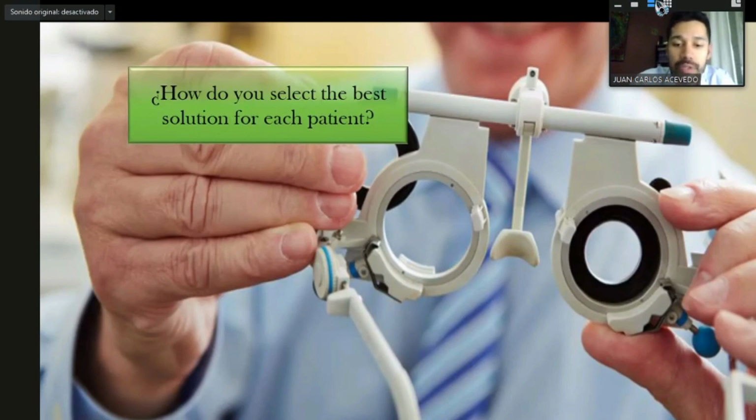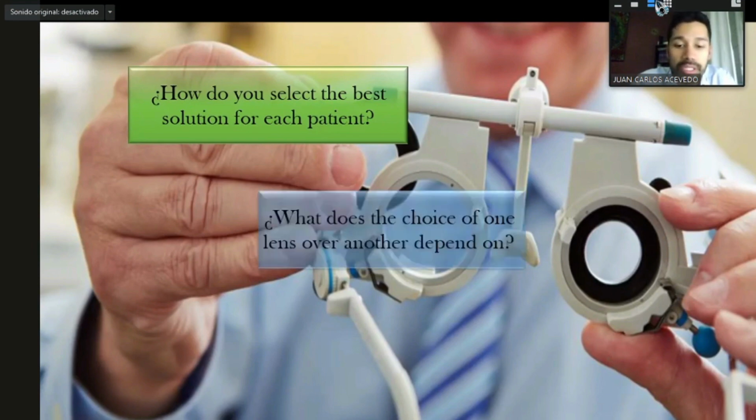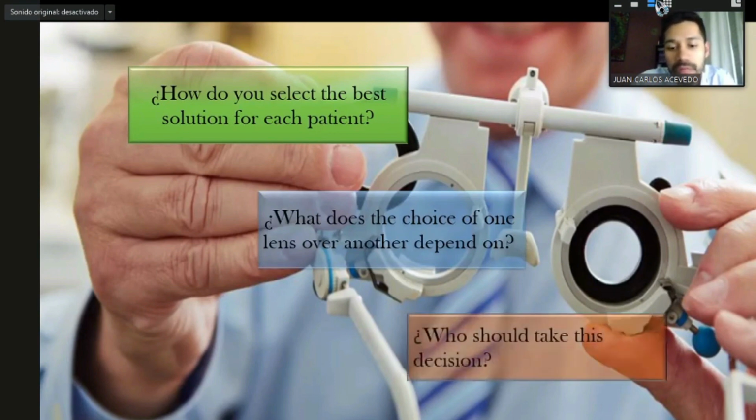The best solution is the one that the patient needs, according to his needs, his clinical and socioeconomic conditions, his personality, and his visual optical system. The choice of one lens over another depends on the degree of satisfaction of each patient and the benefit to be obtained with each of them. Both, I think, the ophthalmologist and the patient should make the decision.